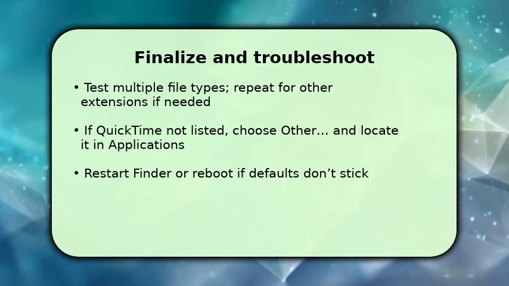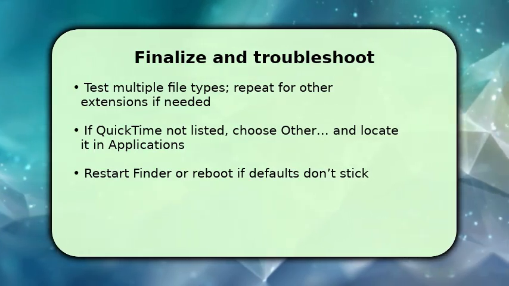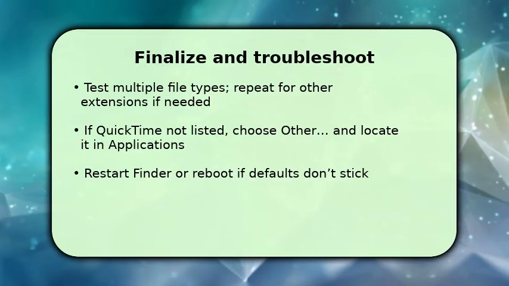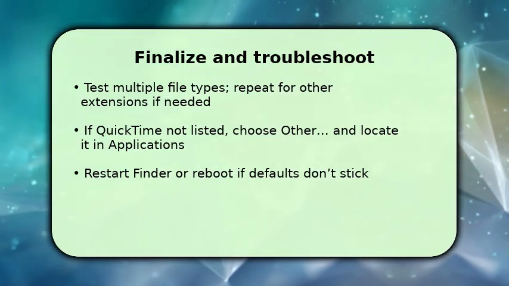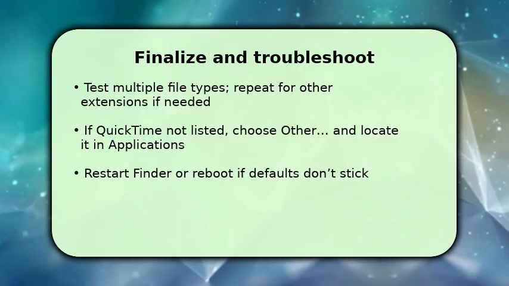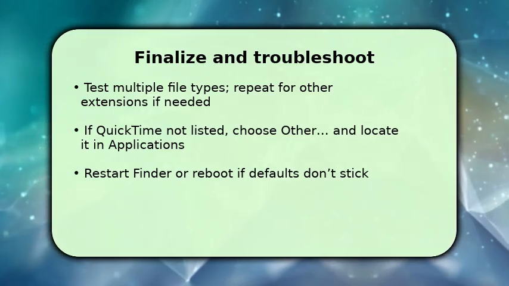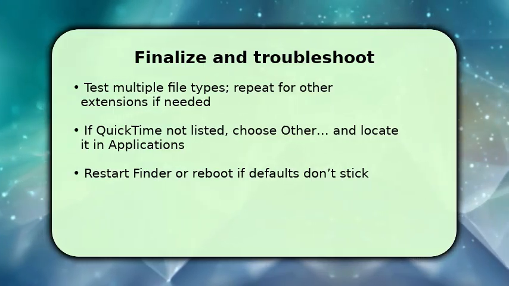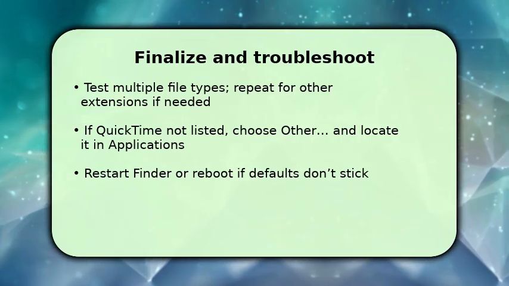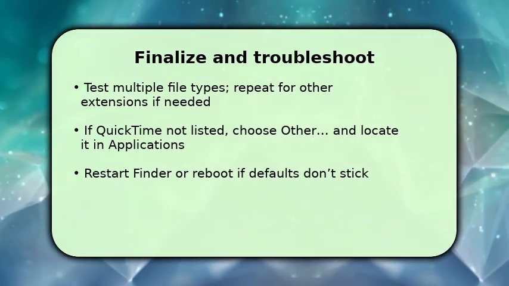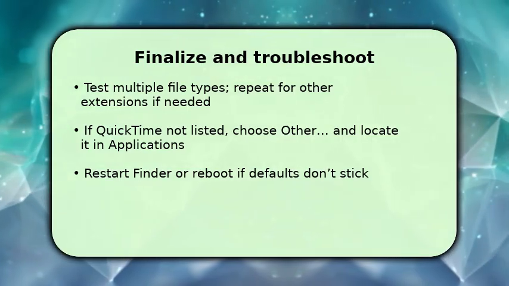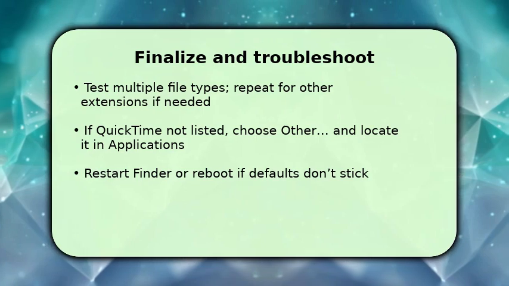If QuickTime Player is not in the Open With list, choose Other, then navigate to Applications and select QuickTime Player, ensuring Enable is set to all applications. If the change doesn't persist, restart Finder by option right-clicking Finder's dock icon and selecting Relaunch, or reboot your Mac. That resolves common preference caching issues.